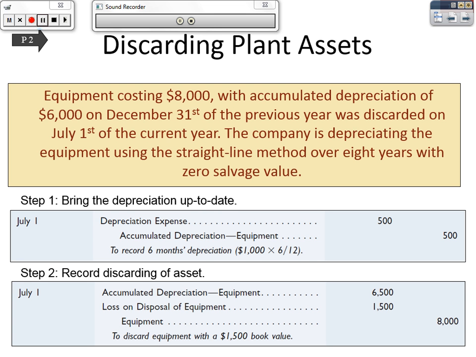July 1st. How many months have passed since July 1st? 6 months. So 1,000, which is what? What's the 1,000? The depreciation. And then multiplying that by 6 over 12 gave us the partial to bring the depreciation up to the date that we're discarding it, and to record the actual discard of the asset. Loss on the disposal was $1,500. How did we know we had a loss?